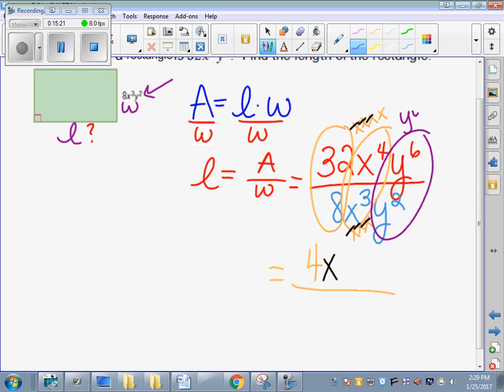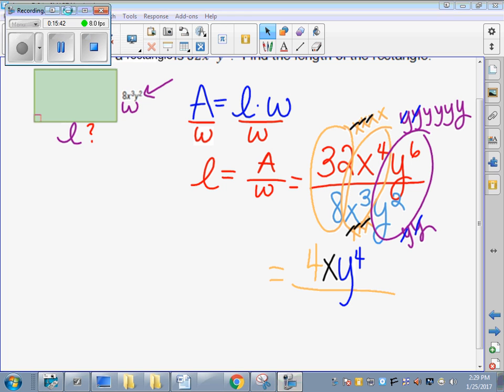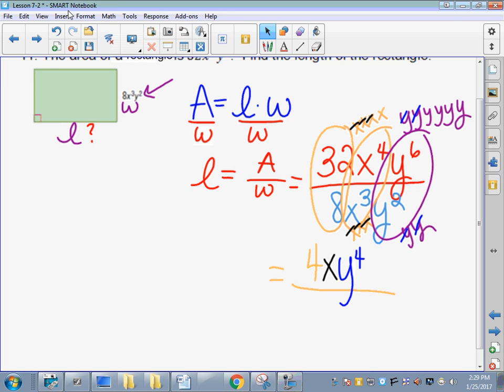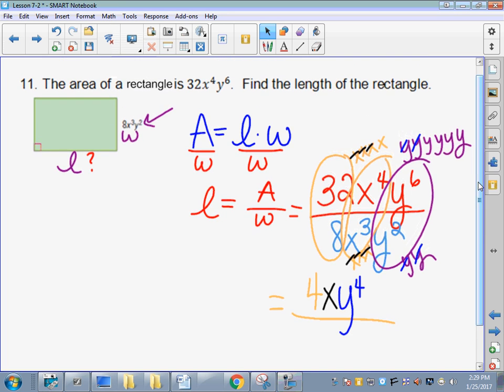I've got y to the 6th and y to the 2nd. So 1, 2, 3, 4, 5, 6. If you're writing these out, you'll get better at these as you go. If you need to see them, then write them out. So a y with a y, another y with a y. How many y's do I have left? And where will those y to the 4th be, the top or the bottom? There we go. So we have got ourselves an answer for the length for this problem. It's 4xy to the 4th. We could put 4xy to the 4th over 1, but we don't have to. We could just call it 4xy to the 4th.